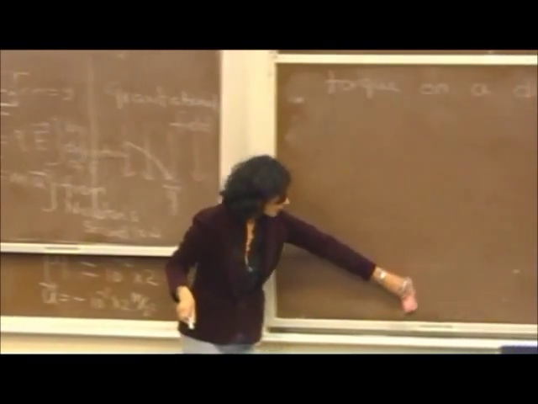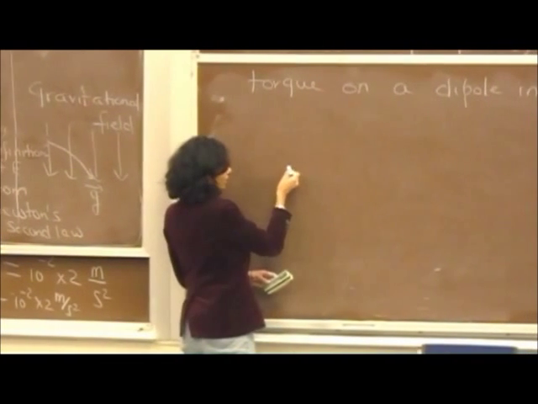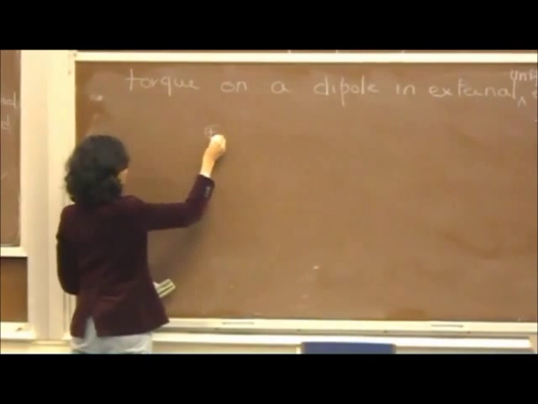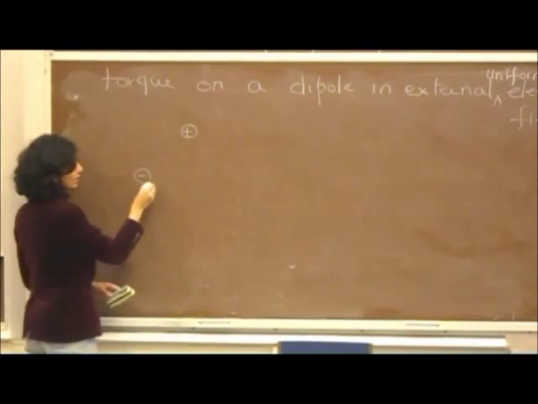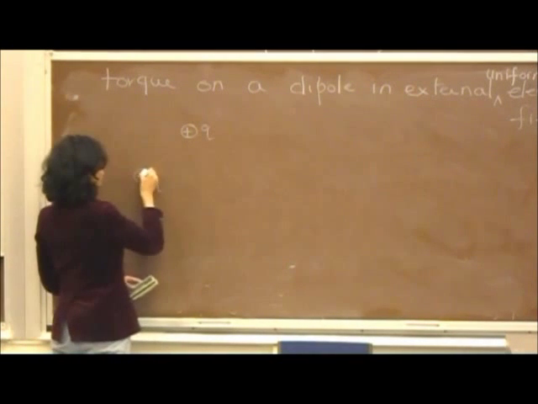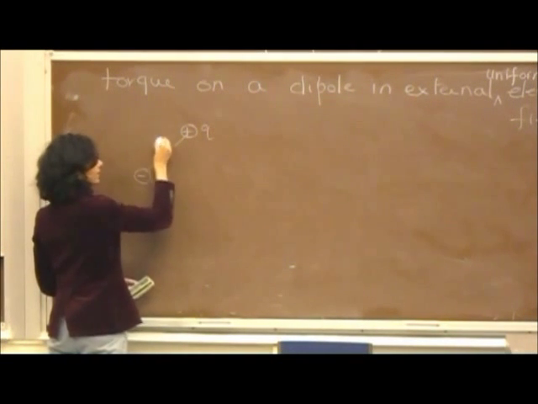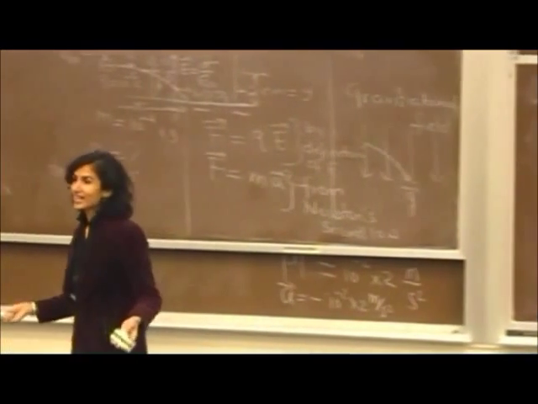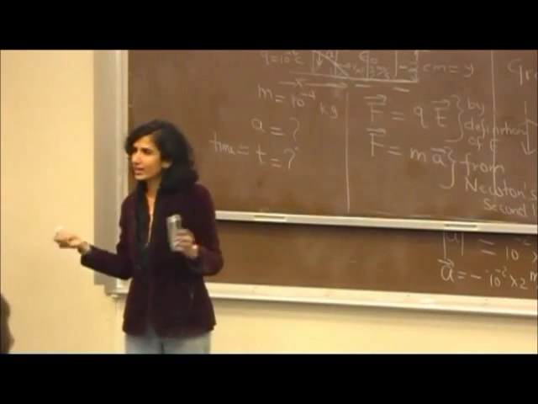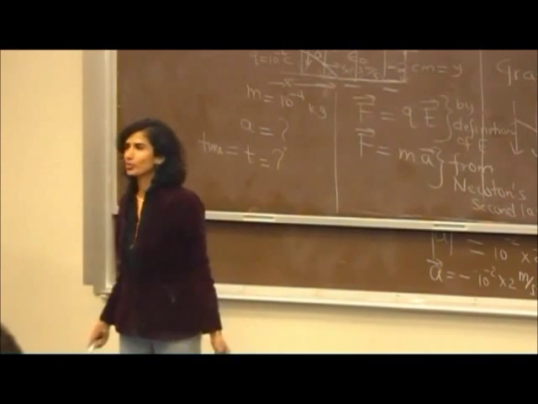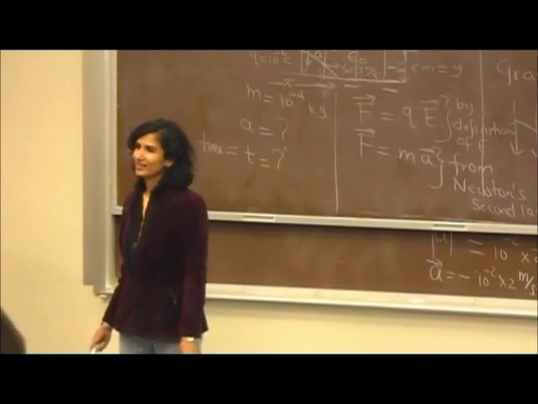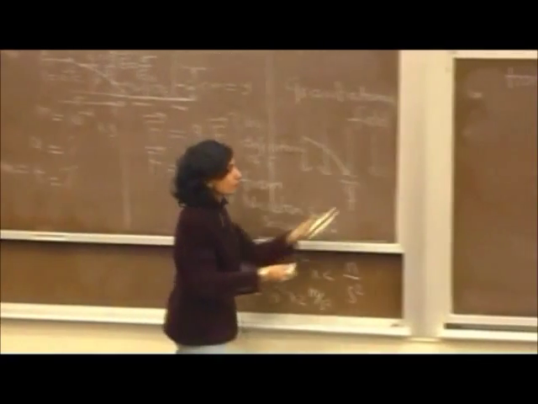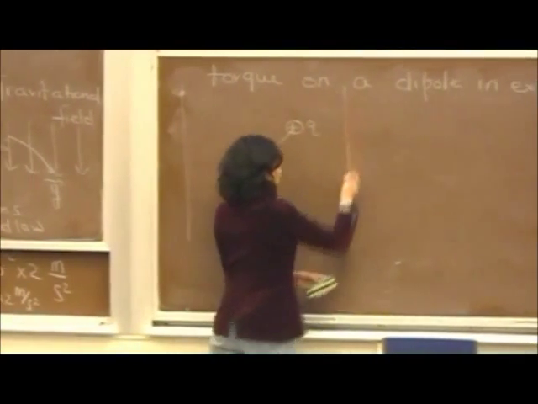So one way to think about it is, here is my dipole. I have a plus charge, I have a minus charge. This is minus Q, this is plus Q. They are separated by some distance d. Remember, this is what a dipole is. And it's placed in a uniform electric field, external electric field. Something else is providing the electric field. What could be one thing that could provide a uniform field? Could it be a parallel plate capacitor? Yeah. So I could maybe put this dipole between the plates of a parallel plate capacitor.